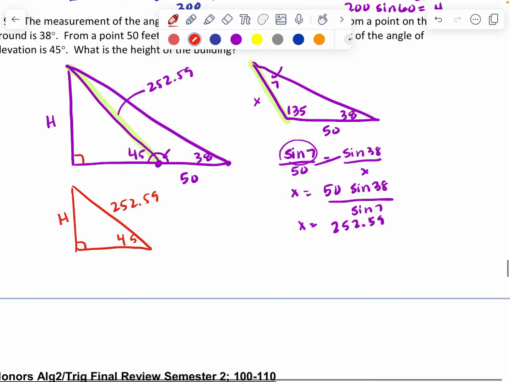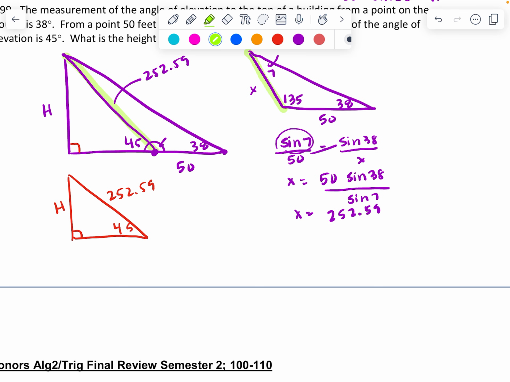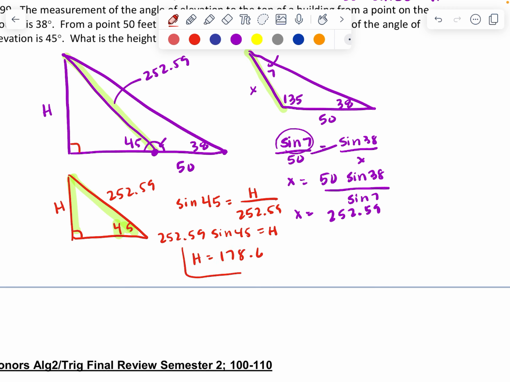So again, on this one, I can use SOHCAHTOA. I've got an angle, I've got opposite and hypotenuse, that means I've got a sine. So sine of 45 is the height over 252.59. Then if I multiply both sides by 252.59, that's going to give me my height, 252.59 times the sine of 45. And I got that my height is 178.6.